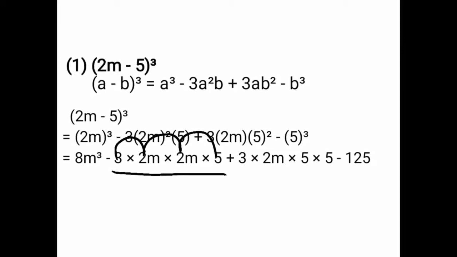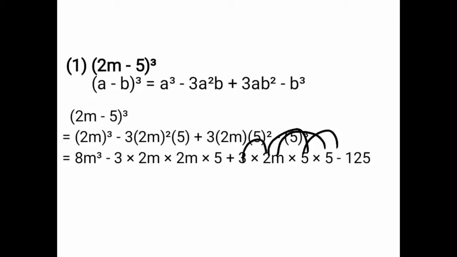After multiplying the numbers, now you have to multiply the variable. m into m is m square. 60 into m square is 60m square. In 3a square b I got 60m square. Now we'll solve the 3ab square part. First multiply the numbers and then the variable. 3 2s are 6, 6 5s are 30, 30 5s are 150. 150 into m is 150m. So in 3ab square I got 150m.